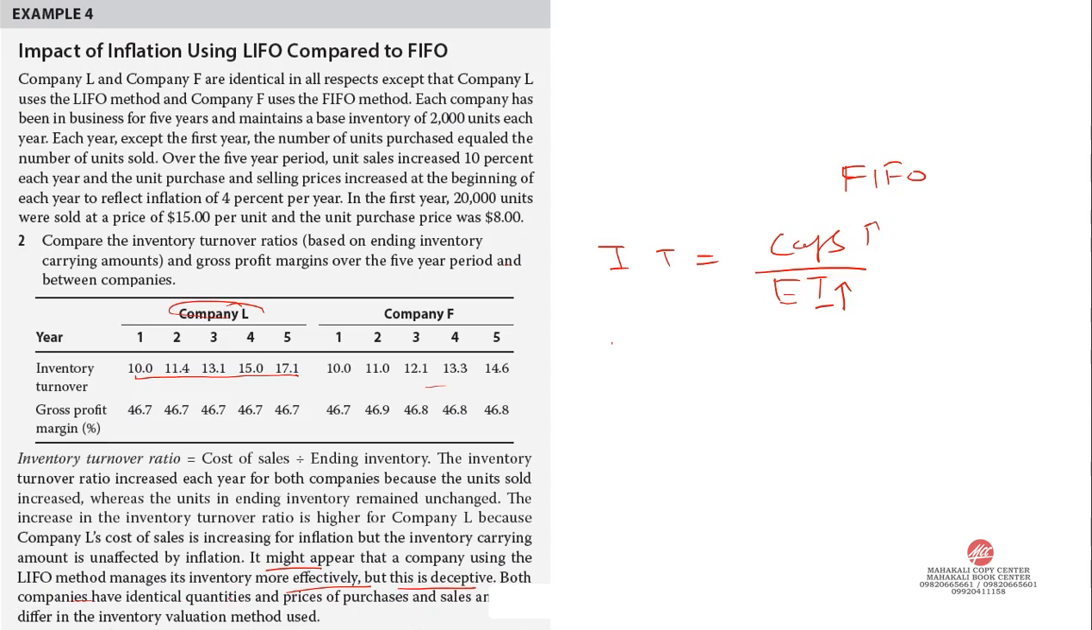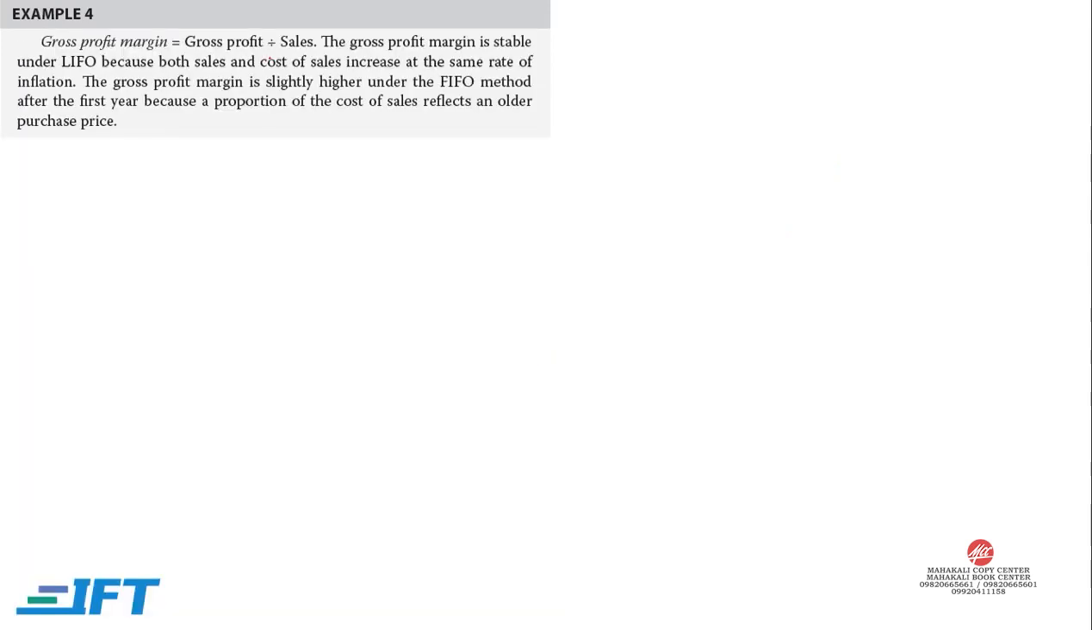Now, the inventory valuation method that is used has an impact on the ratio. Over here, the LIFO company is showing a better ratio and seems more effective, but in reality, both of them are doing the same job. Gross profit margin is gross profit divided by sales. Under the LIFO method, both sales and cost of sales increase at the same rate of inflation.